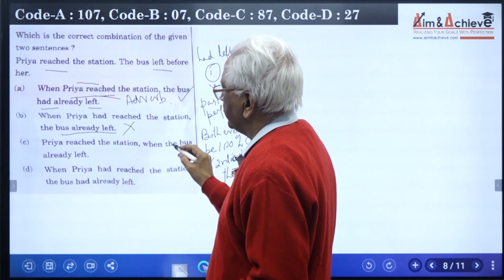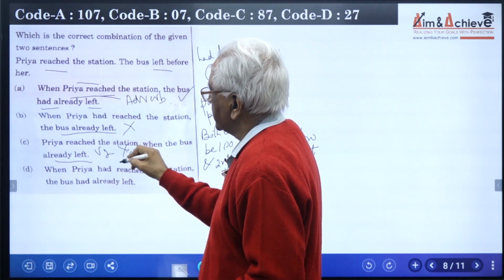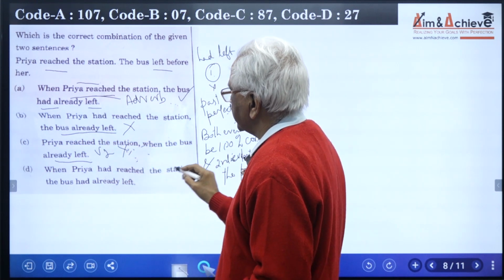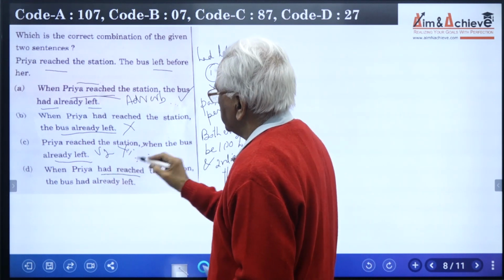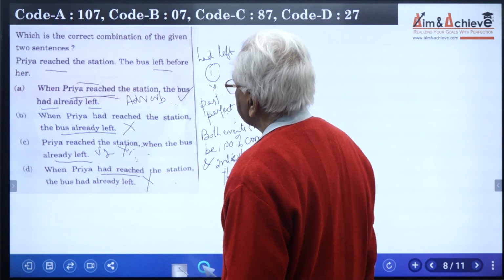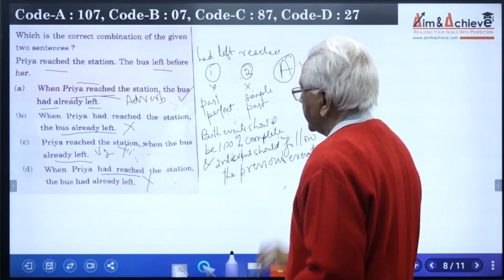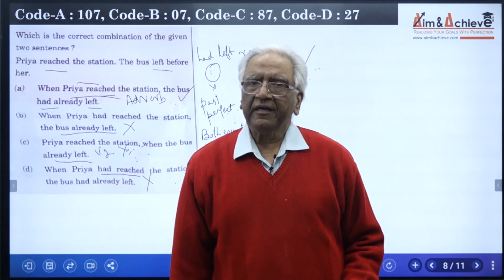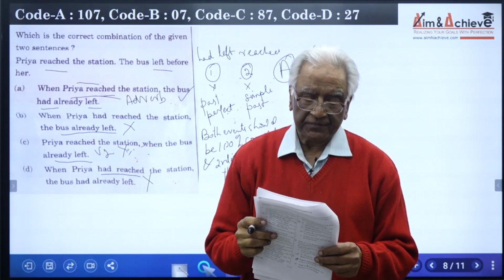Priya reached the station when the bus already left. So already left is V2. This also is wrong. When Priya had reached the station, here again reached is used, so the use of past perfect here is incorrect. It confirms that option A is the best choice, and the other three options are clearly incorrect. Let us move on to the next question.